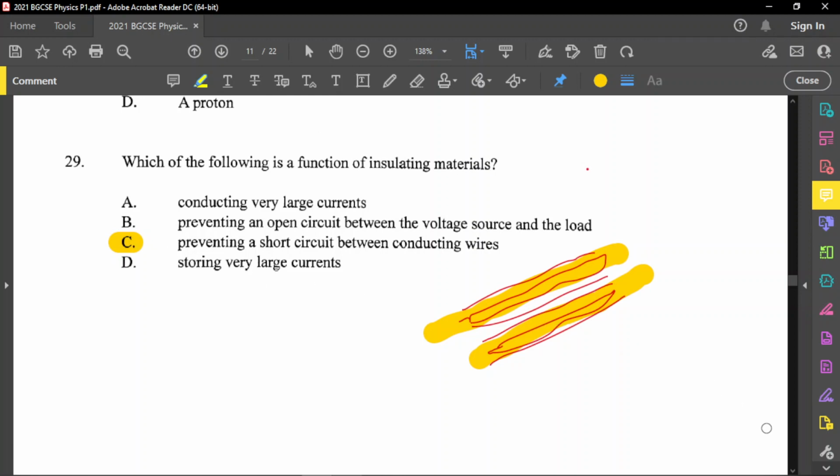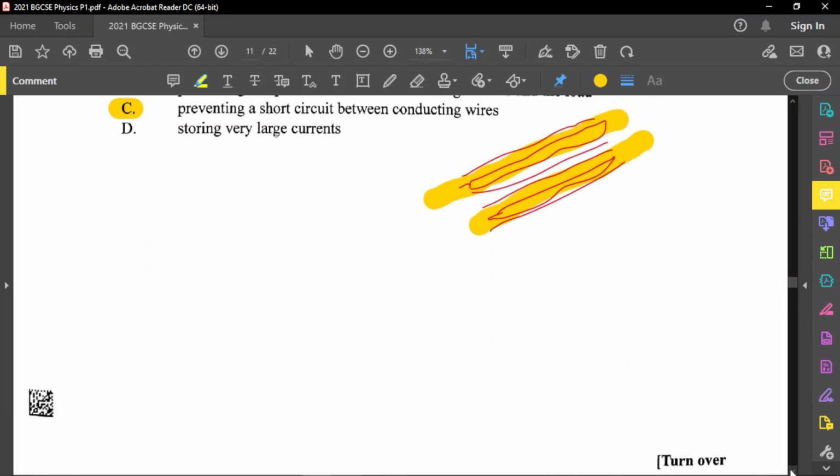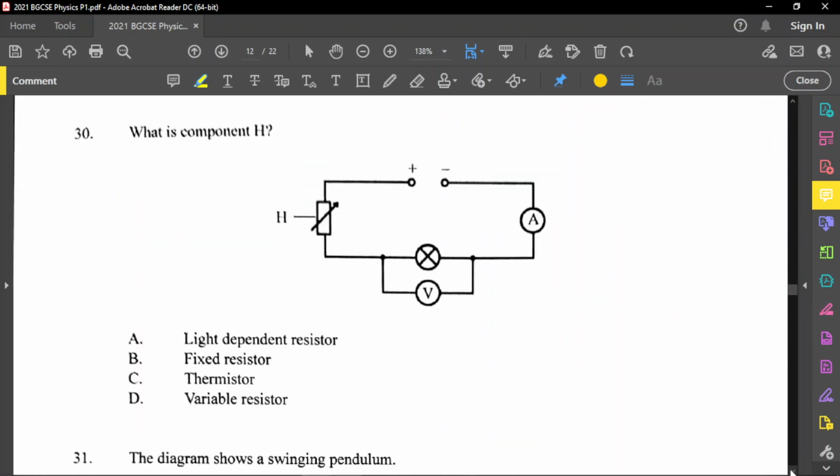All right, so question number 30. It says, what is component H? If you notice how the line goes through component H, it is a variable resistor. A is an ammeter, and V is a voltmeter. So yes, this is a variable resistor right here.